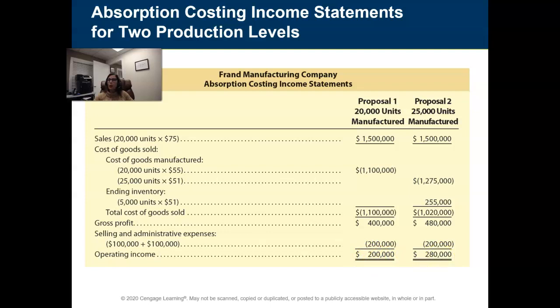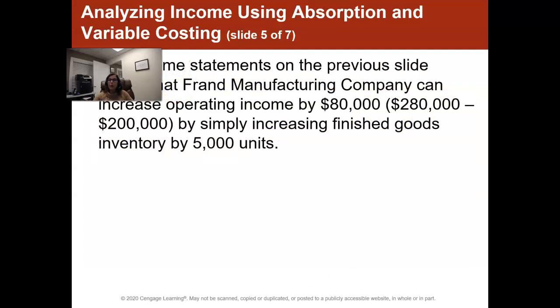And this is because the way that we have allocated some of those fixed costs under proposal 2, they are still sitting in our inventory. And so it shows that we have higher income, because when the costs are sitting in our inventory, they haven't made it to cost of goods sold yet because we haven't sold the items. So this is going to cause our income under an absorption costing method to look higher if in fact we overproduce, if we make more than we reasonably thought we could sell.